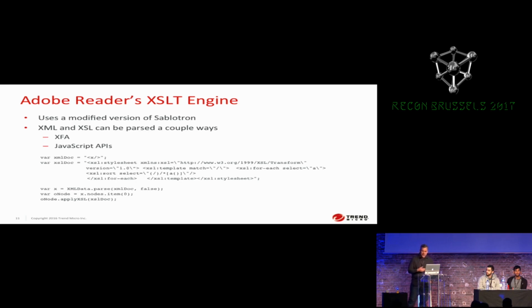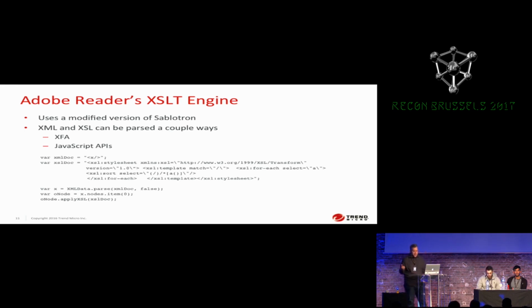One is XFA, and the more common way that we're seeing is actually people using JavaScript APIs to trigger that underlying engine. So what we see here is, in the first variable, the XML document that we're going to transform. The next variable is the XSL document, the transform itself. This will trigger the underlying code that we can use to trigger vulnerabilities in the XSLT engine.